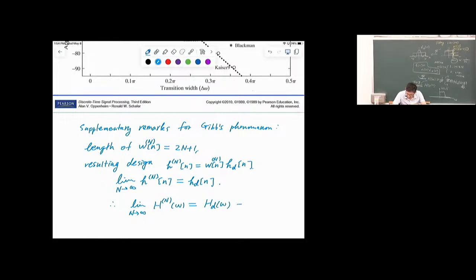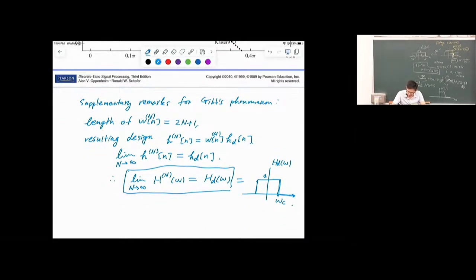which is this ideal response. The ideal response has constant gain in the passband up to the cutoff frequency, and then it just all of a sudden goes to 0 in the stop band, right? This is the ideal response. So can we say that this is true for all omega, for any omega? The equality holds in the limit for any omega, right?